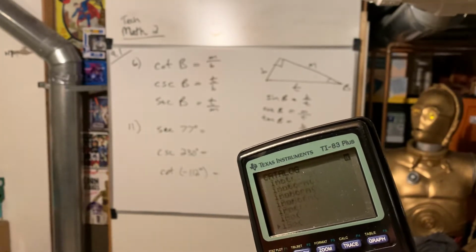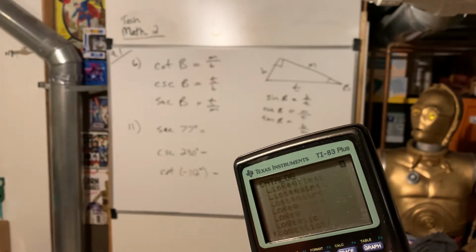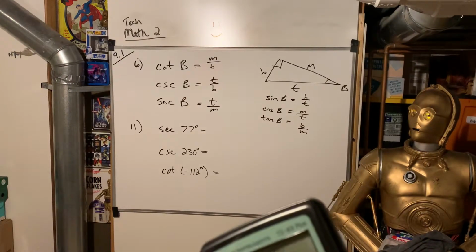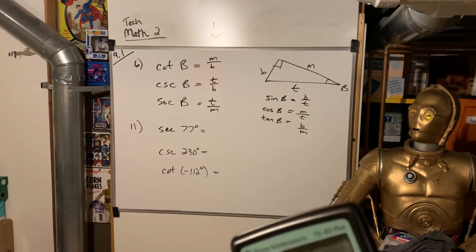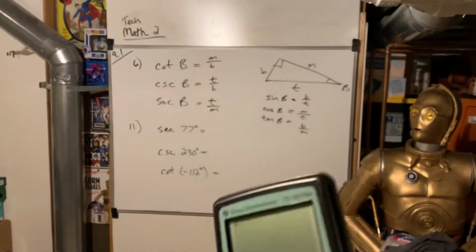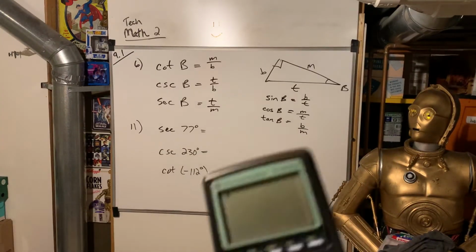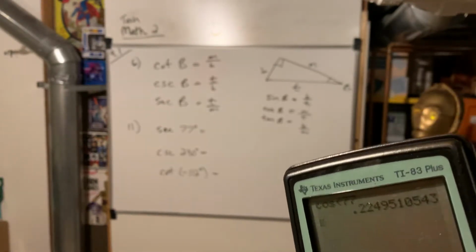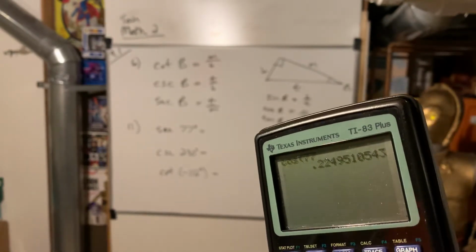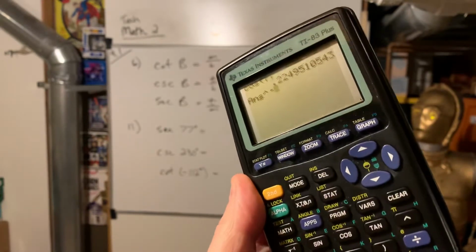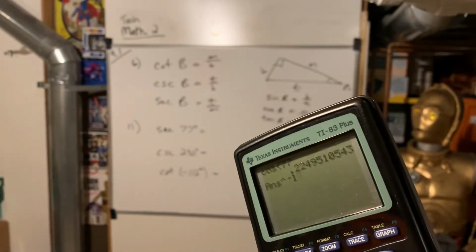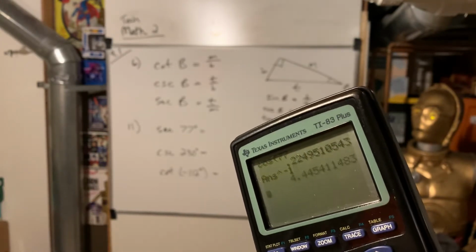I think the newer ones might have them. 83, not. So how do I find these? Well, let's go. To find the secant, that's cosine. So you do cosine of 77 degrees, and that gives you that. And then just take that to the negative 1 power. That's the reciprocal. And then hit enter.